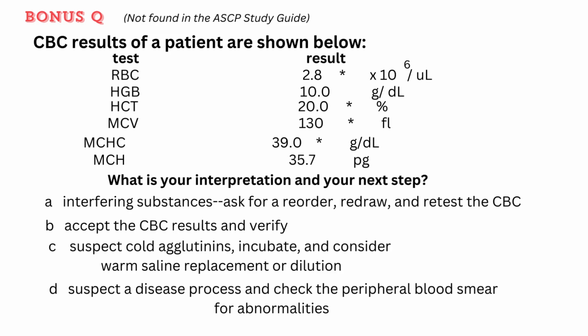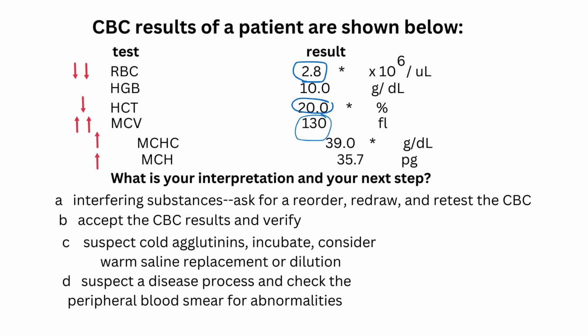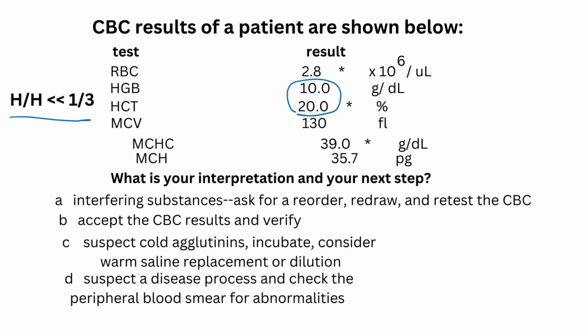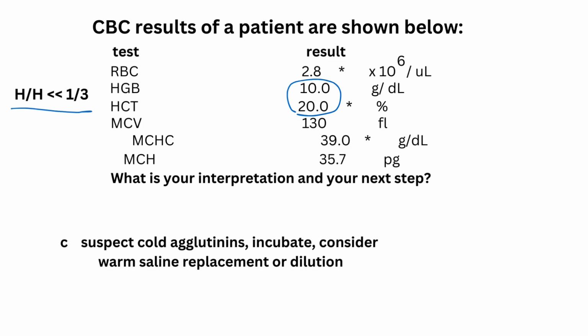Here's a bonus question not found in the ASCP study guide that will test your skills in troubleshooting with your knowledge of the RBC indices. These CBC results show a classic pattern seen in hematology with a very low RBC count and H&H ratio less than 3 with a very high MCV, MCHC, and MCH. In fact, the H&H ratio is 1 to 2 instead of 1 to 3. What is your interpretation and your next step?